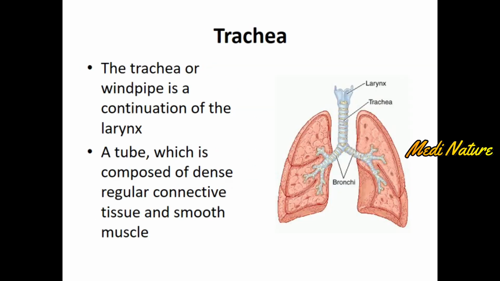The next organ of the lower respiratory tract is the trachea. It is also called the windpipe. It is the continuation of the larynx and a tube which is made up of dense regular connective tissue and a layer of smooth muscles.